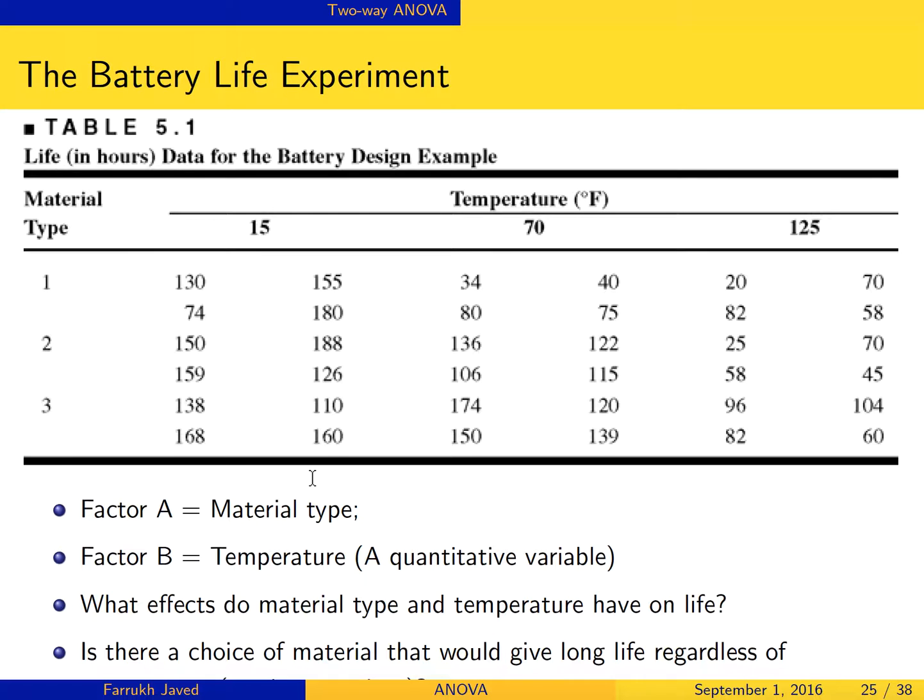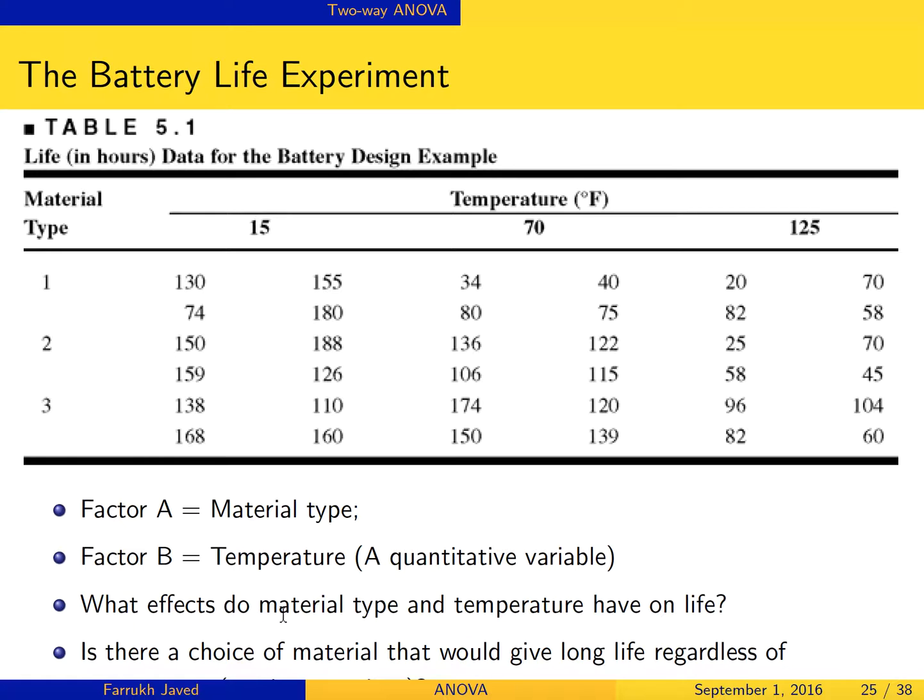This is very essential. So in this example, you have three types of materials, 1, 2 and 3, and you have three temperatures, 15, 70 and 125. At each level we had four values. When temperature was 15 degrees Fahrenheit and type was 1, we gathered 4 observations. When temperature was 15 and type was 2, we gathered another 4 observations, and we keep doing this until we are done with the data collection. So factor A is material type, factor B is the temperature, the quantitative variable, by the way.